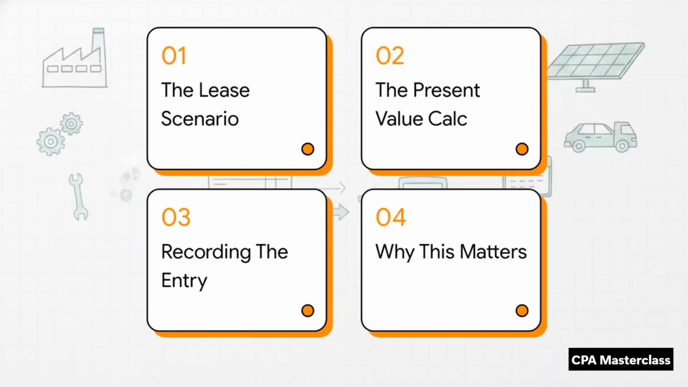First, we're going to set the stage with a pretty straightforward lease scenario. Then, we'll jump into the numbers and figure out the present value, which is the key piece of the puzzle. After that, we'll walk through the actual journal entry to get it on the books. And finally, we'll talk about why this whole process is so important for understanding a company's real financial situation.